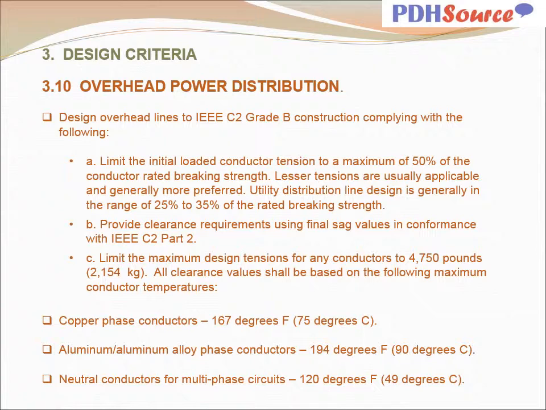Provide clearance requirements using final sag values in conformance with IEEE C2 Part 2. Limit the maximum design tensions for any conductors to 4750 pounds. All clearance values shall be based on the following maximum conductor temperatures. Copper phase conductors, 167 degrees Fahrenheit. Aluminum and aluminum alloy phase conductors, 194 degrees Fahrenheit. Neutral conductors for multi-phase circuits, 120 degrees Fahrenheit.